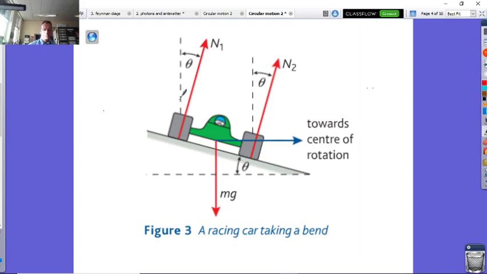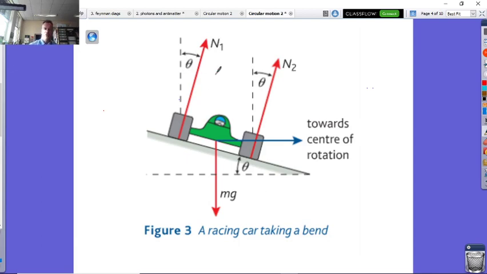So first of all, going back to Year 12 work. If you've got the car here, again, you've got your mg weight acting down. Then this time you've got the support forces N1 and N2, and they decided to change the letter from an S to an N. I don't know why, but there you go. The book decided to do it. And this is the picture you'll find exactly in your book, under 2.3.